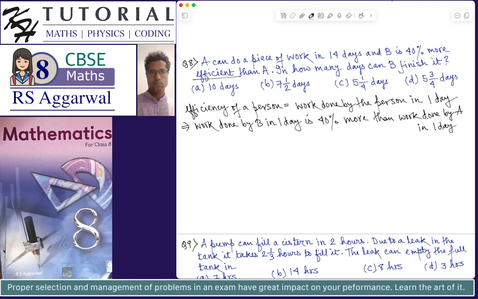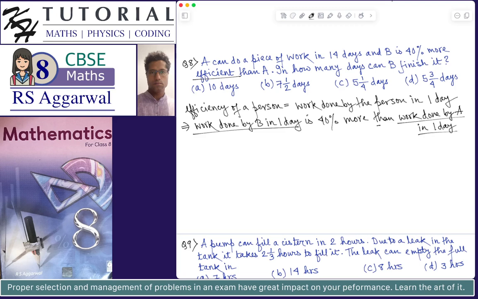Now what is efficiency of A? It is work done by A in 1 day. And what is efficiency of B? It is work done by B in 1 day. So we can say that work done by B in 1 day is 40% more than work done by A in 1 day.